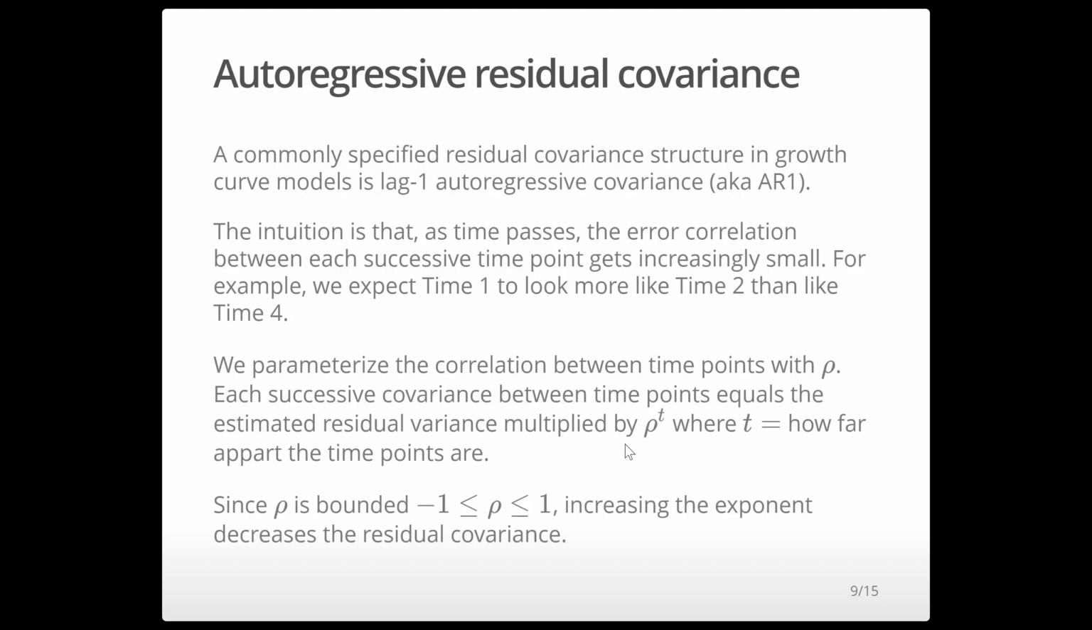So when time points are only 1 point apart, like time 1 and time 2, t is 1. Then if you compare time 1 to time 3, t would be 2. Time 1 to time 4, t would be 3, so on and so forth. And since rho is bounded by -1 and 1, since it's a correlation, increasing the exponent will decrease this rho parameter, and that will decrease the residual covariance.